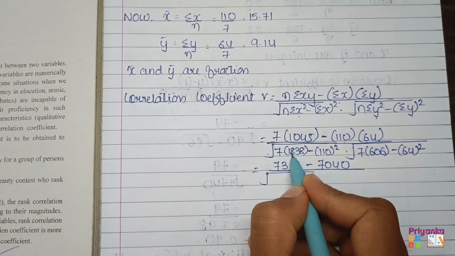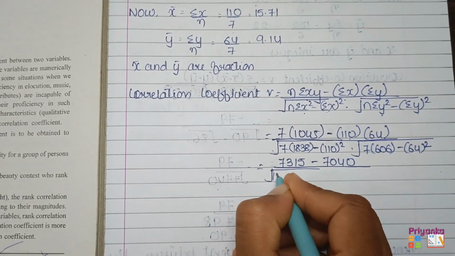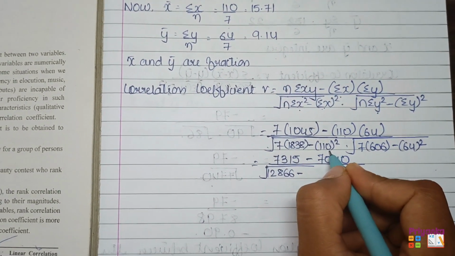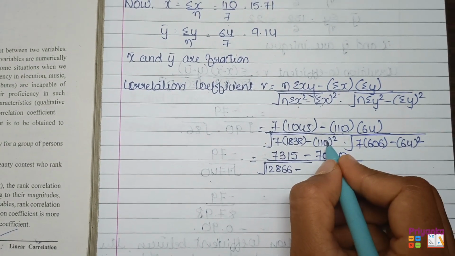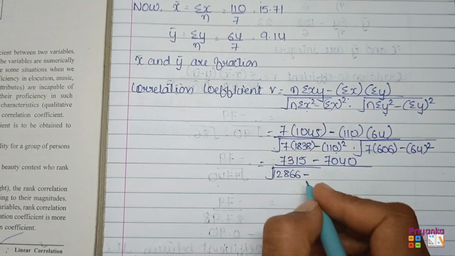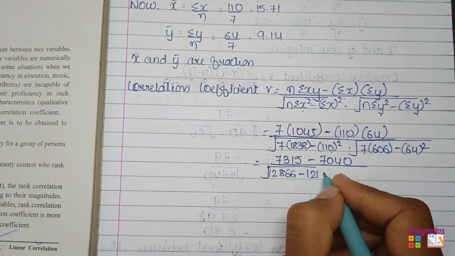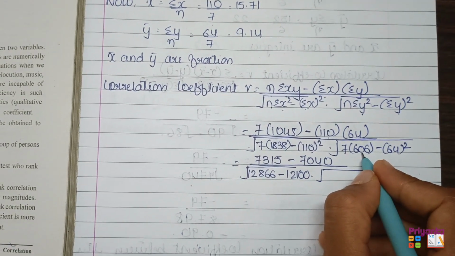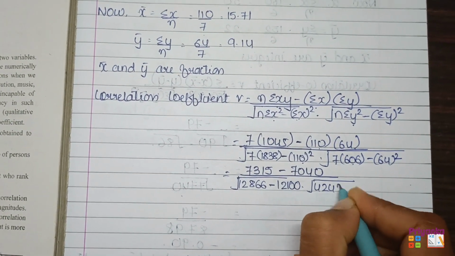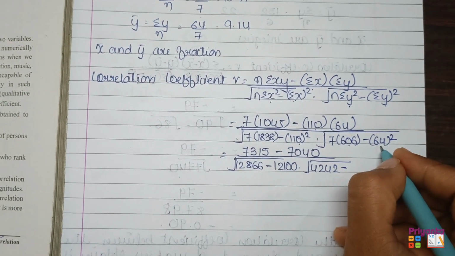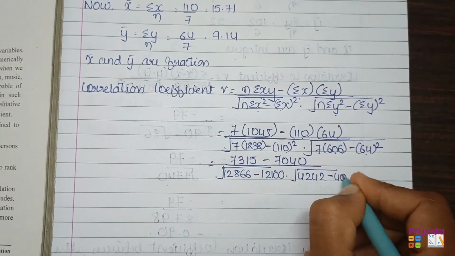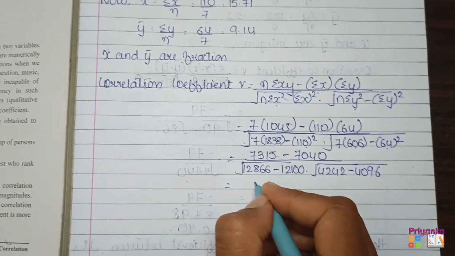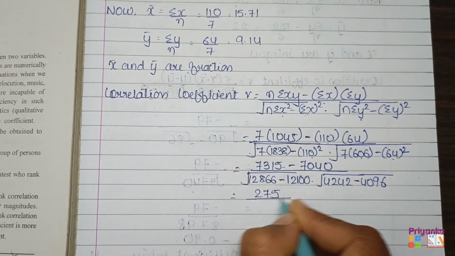Next, 7 into 1838, we get 12866, minus the square of 110, that is 110 multiplied by 110, you will get 12100. Next, 7 multiplied by 606, you will get 4242, minus 64 multiplied by 64, you will get 4096. Later, just take the subtraction of this, that is 275.